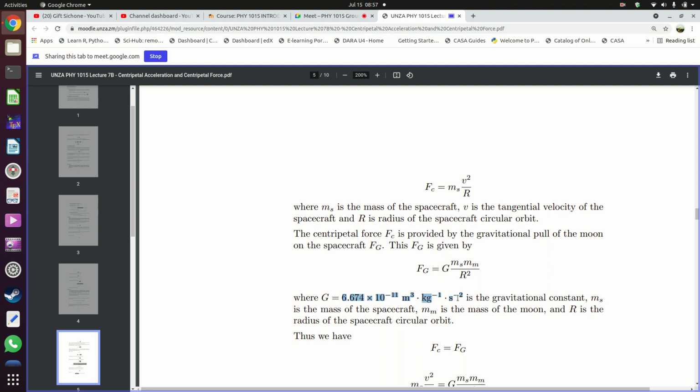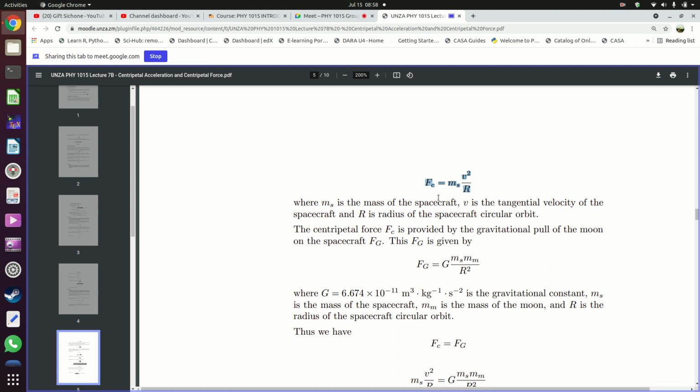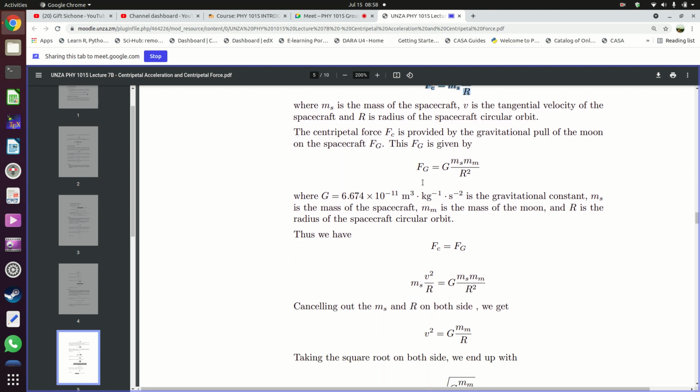That's the value of G. The ms is the mass of the spacecraft. Then the mm is the mass of the moon. So this is our force of gravity, and it's this force of gravity which is providing the centripetal force Fc. So in that case, we equate our centripetal force Fc to our force of gravity Fg. So we have Fc equals Fg.